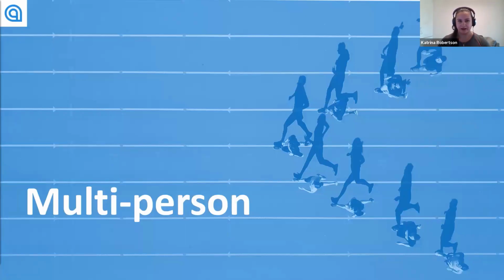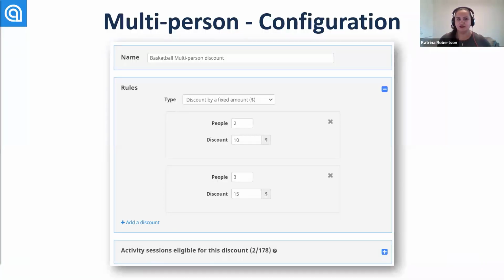So now that we know the key differences between the two, let's start with multi-person discount. A multi-person discount adds a rebate to all eligible participants on the same invoice once the minimum requirement has been attained. The rule will apply to everyone on the invoice. So if the discount increases with the number of participants added on the same invoice, the discount applies to everyone.